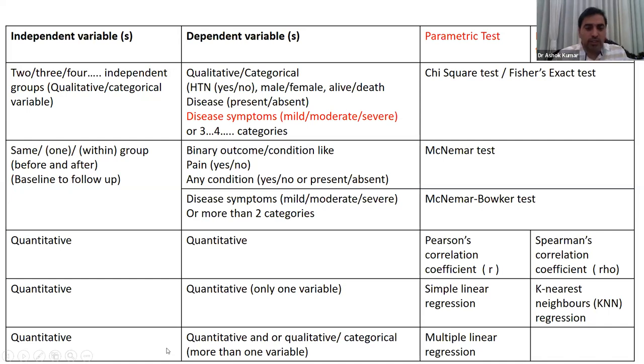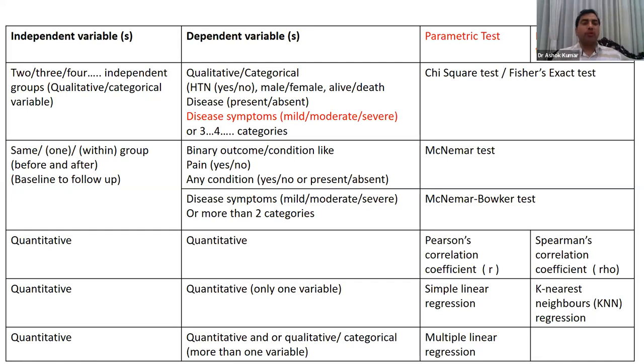So multiple linear regression means there is one dependent variable that must be quantitative, but there is more than one independent variable, and these independent variables may be quantitative or qualitative or categorical. Okay. So now we will use this chi-square or Fisher-Exact test.